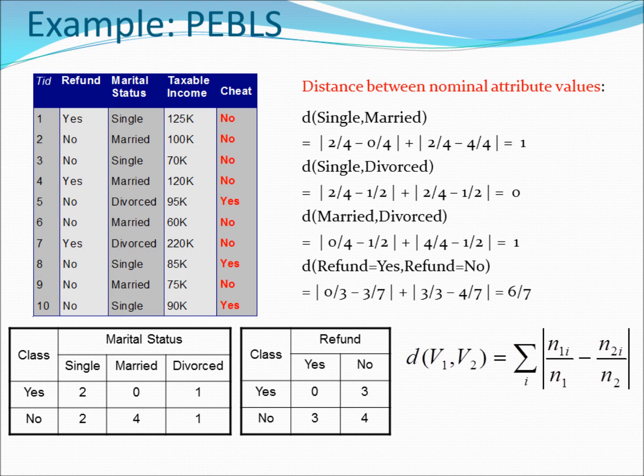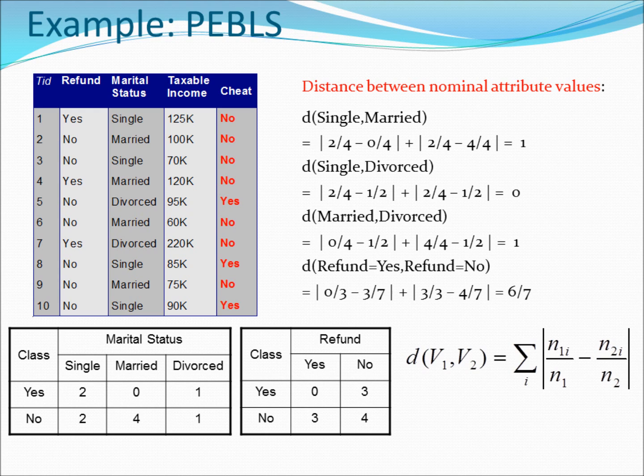2 out of 4 minus 1 half for the yes class, and 2 out of 4 minus 1 half for the no class. There's no distance. Both have no information, basically. From married to divorced, the distance is 1. You can see married and divorced: one is 0 entropy, the other is full entropy, the same as before, so it is 1. But look at refund. Refund equal yes, refund equal no, you can see that difference.